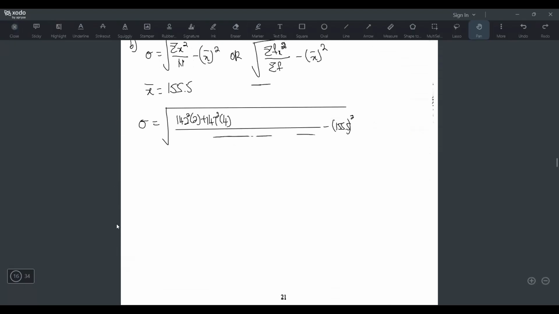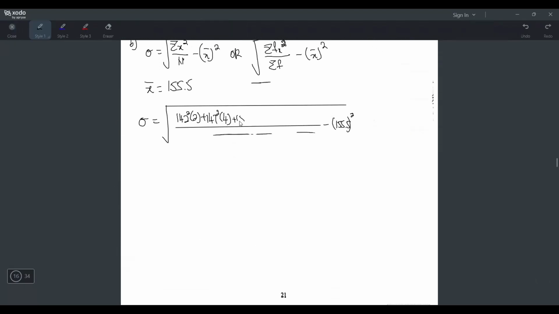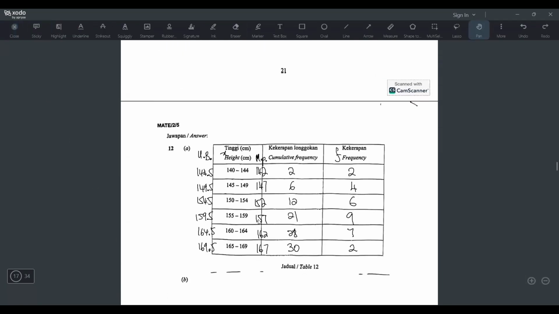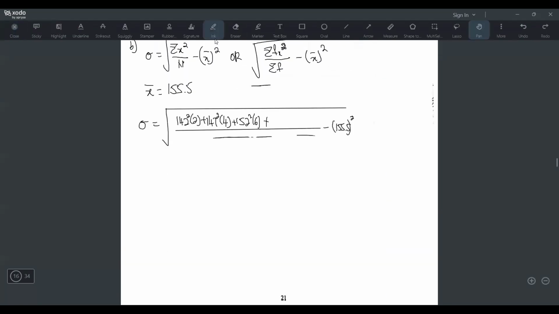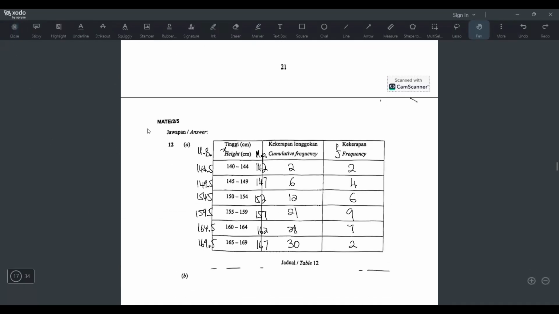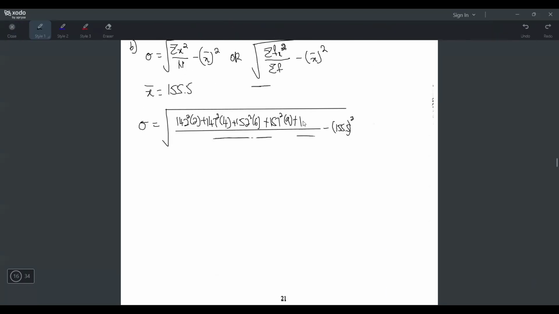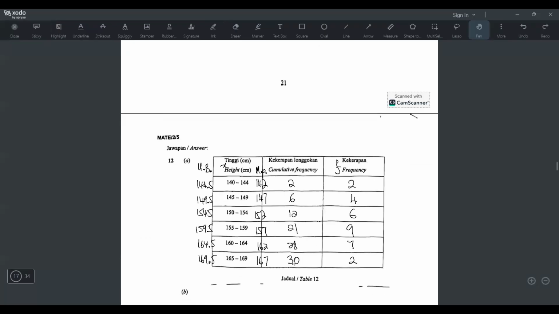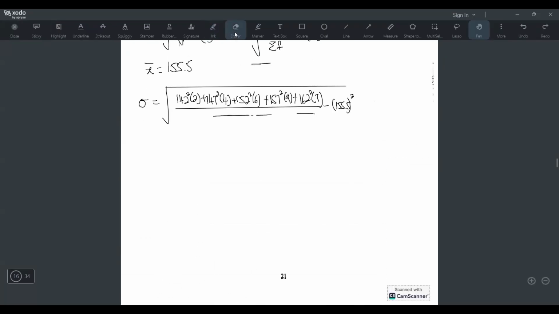152 square times 6. So that's all. And then plus, next one, 157 square times 9. And then plus, the next one is 162 square times 7. And then the last one is 167 square times 2. Plus 167 square times 2.